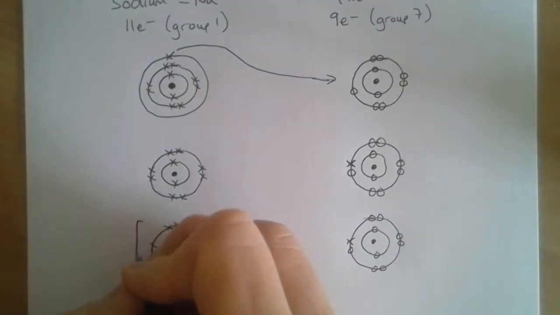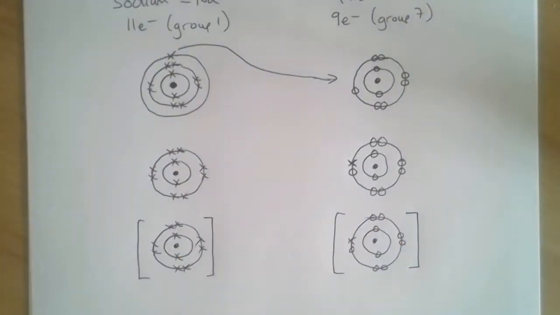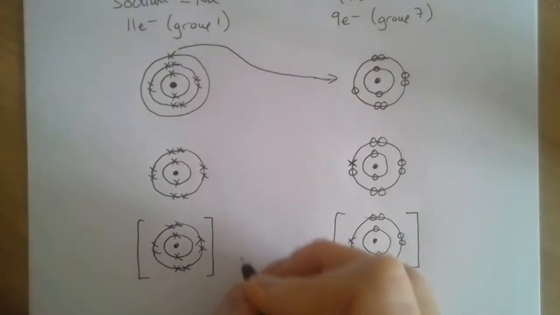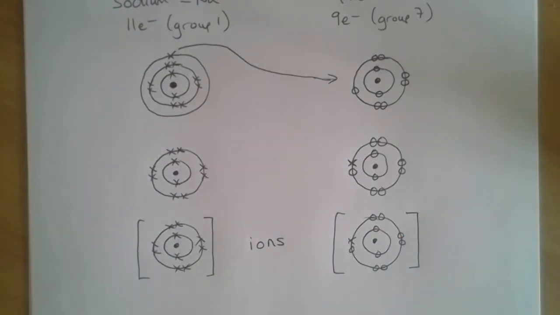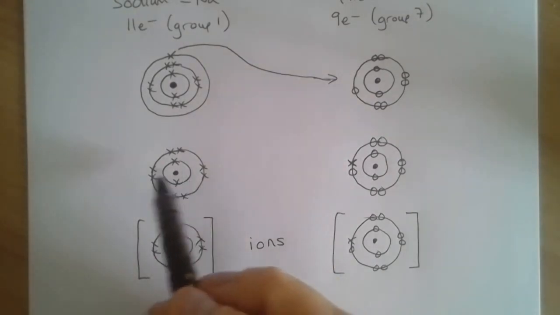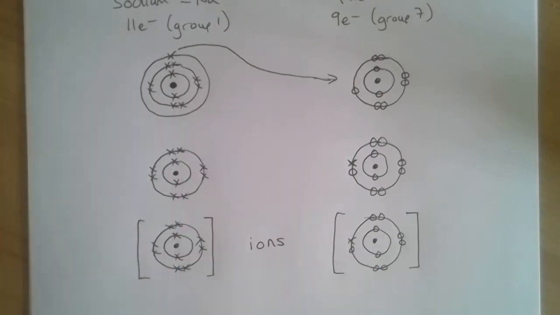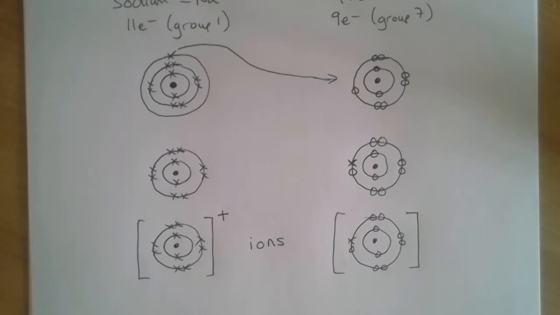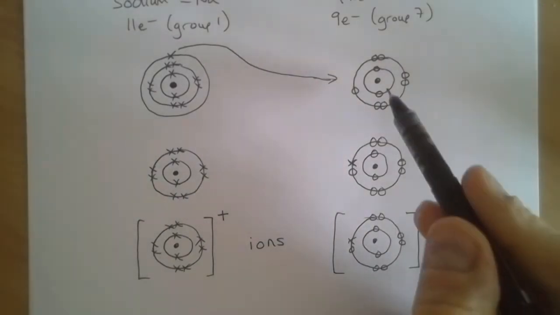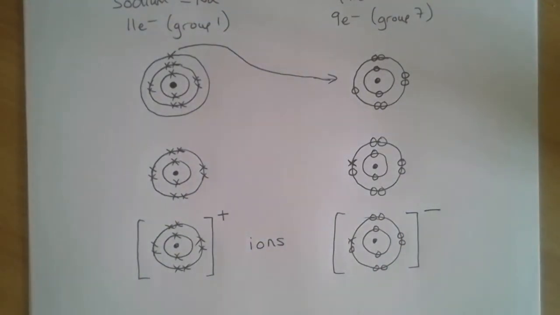And I'm going to put square brackets around them. The reason I'm putting square brackets around them is that these are now ions. IONS. These are now ions. And because this ion was formed from an atom that has lost an electron, we say it has a positive charge. This ion was formed from an atom that has gained an electron, so we say it has a negative charge.